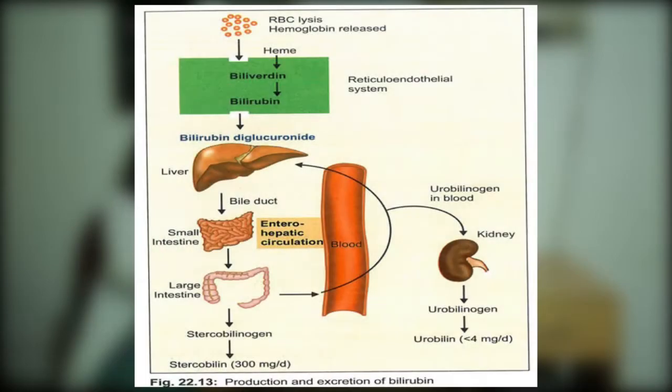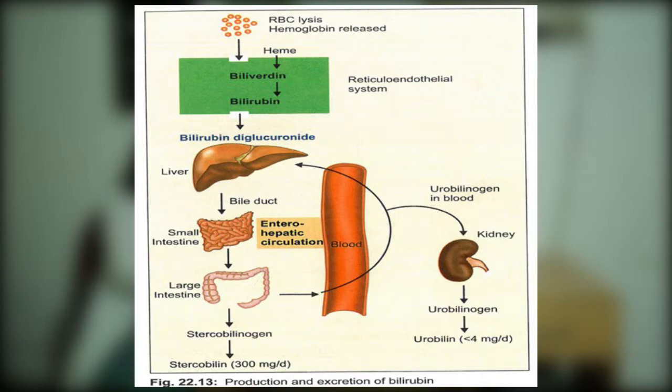The same diagram shows how RBC lysis occurs and hemoglobin is released, and from heme biliverdin is formed, then bilirubin is formed. This enters the liver, and bilirubin diglucuronide is formed, and further it is excreted to the bile duct, then comes to the small intestine, further goes down to the large intestine, and finally stercobilin is formed. Around 300 milligrams per day of stercobilin is produced.